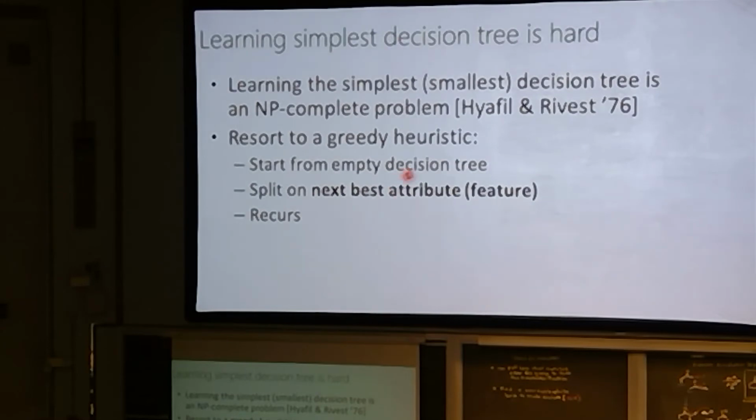Instead you resort to a greedy heuristic, which is you start from an empty decision tree, and then, just as I was showing you, you slowly build it up by picking one attribute to split on, and then another one, and then another one. When the attributes are categorical, you're only allowed to use that attribute once, and then it's done. When you have a real valued attribute, you might split on some threshold of it, and later on you might split on a different threshold of it, so that you don't have the same rule there.